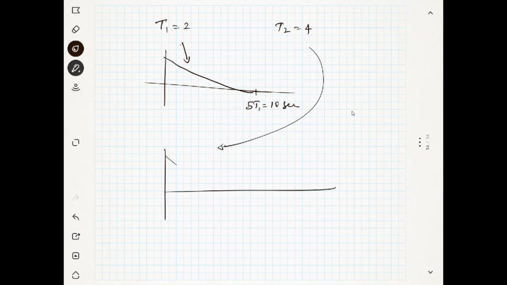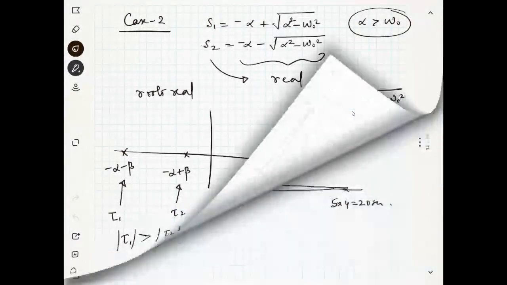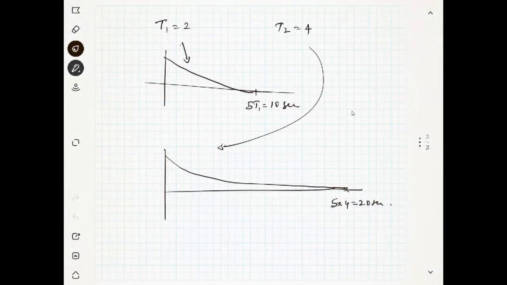It will take longer time, sir. Yes, it will take how much? 5 into 4 seconds, right? 20 seconds. Now can you tell me which time constant will dominate here? I think the one with the smaller magnitude. Dominate because it means change faster.